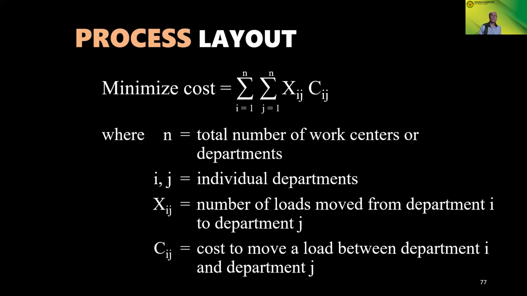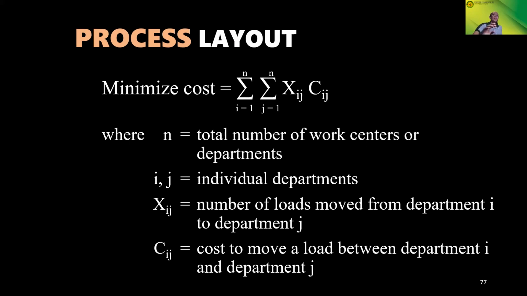The N on top of the summation refers to the total number of work centers or departments. Then, letters i and j are the individual departments. So, X sub i j would be the number of loads moved from department i to department j. Simple lang, class, you just multiply the number of loads moved between departments and the cost of moving the load between departments. And after you get the product, you simply add the products to get the total cost.